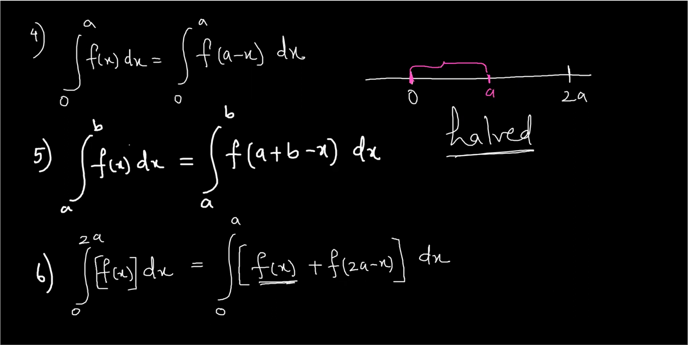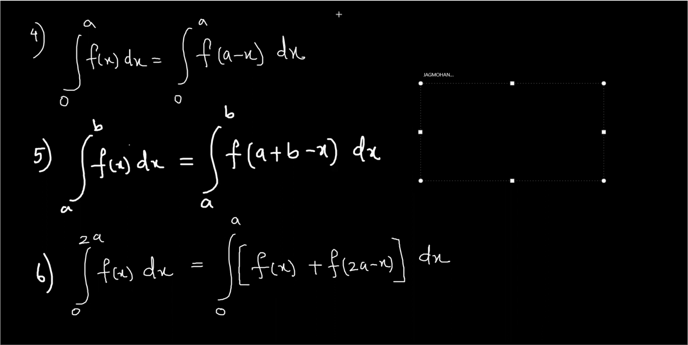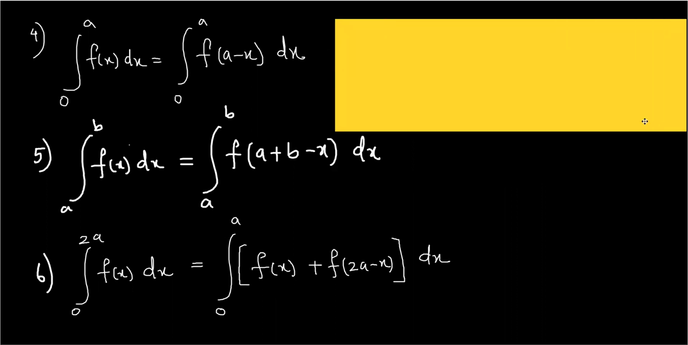I shall give you an example for this. So the example will go as follows. Suppose I have to integrate 0 to pi sine of x dx. I'm giving you an example for property number 6.